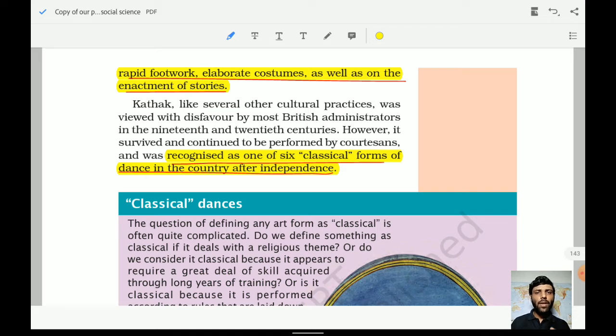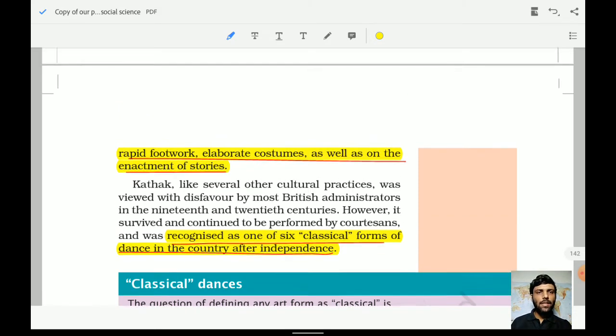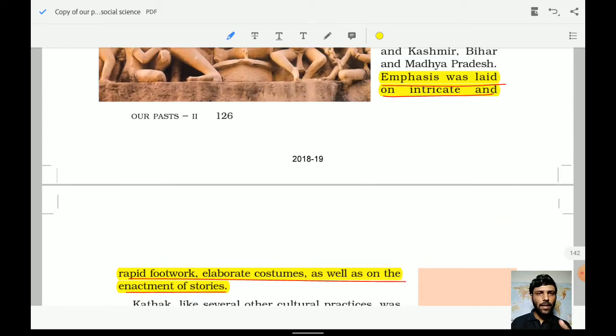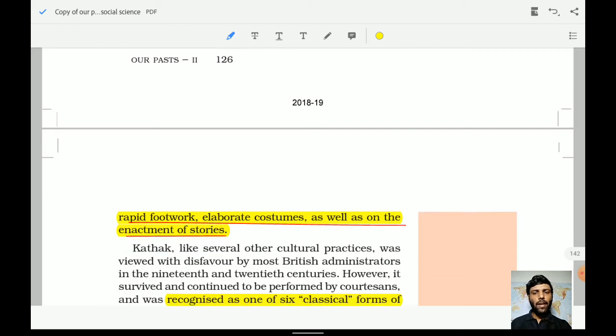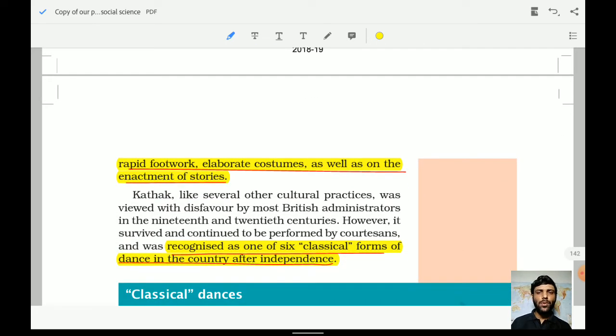Okay, so you would be able to understand all these characteristics which we are understanding, such as the emphasis on intricate and rapid footwork, how the footwork is used, the costume as well, and how they enact the stories. So you would be able to connect with this particular dance form.